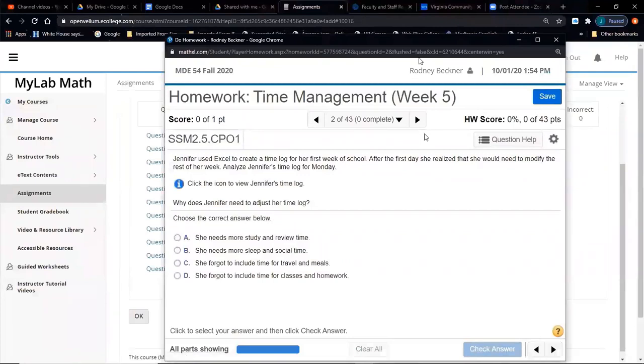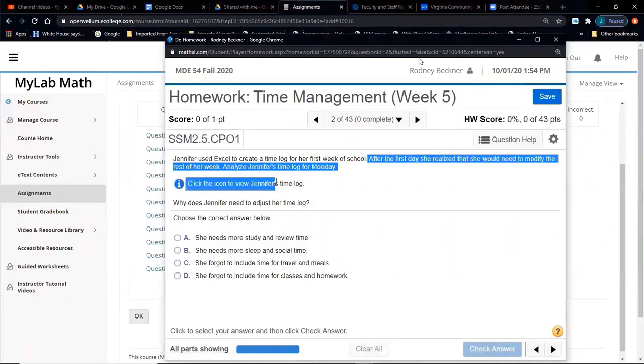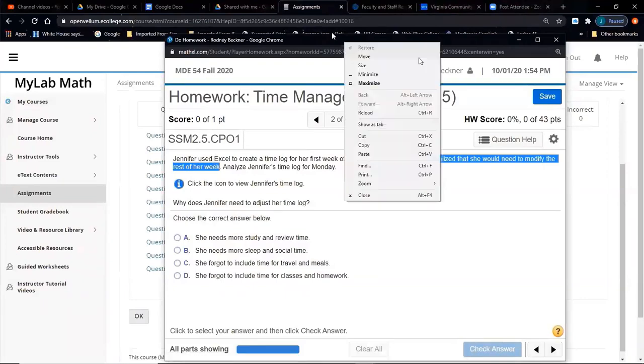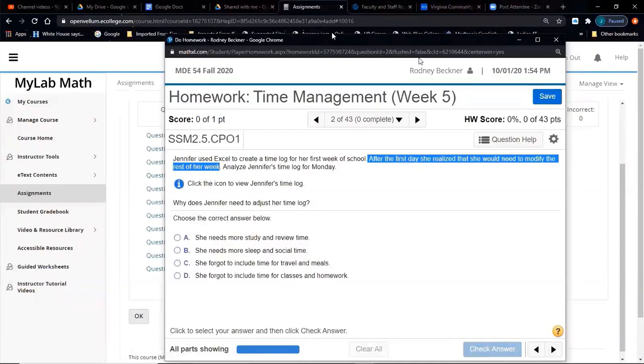Jennifer used Excel to create a time log for her first week of school. After the first day, she realized that she would need to modify the rest of her week. Boy, that is definitely something that's going to happen if you make yourself a schedule, especially if it's the first or second or third time you ever made a schedule, or if you have kids or manage a lot of family members or 3 jobs, anything like that. We talked about last class in here how we tend to have to make modifications to our schedule. In fact, one of the questions was kind of assuming that, and I answered one wrong, as we talked about. But I also talked about how that could be an assumption, but I don't know if they're making it, and then it turned out they were.